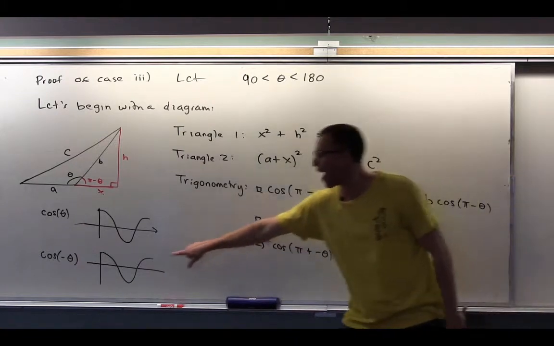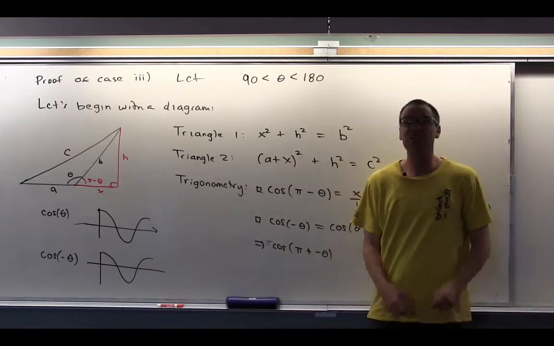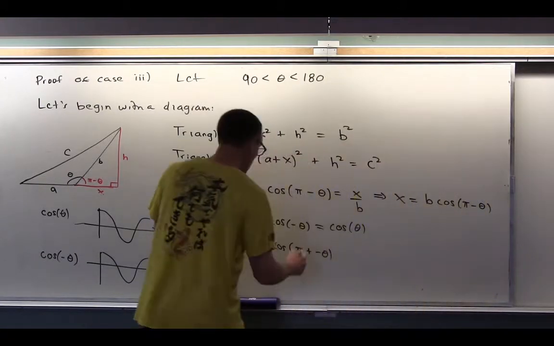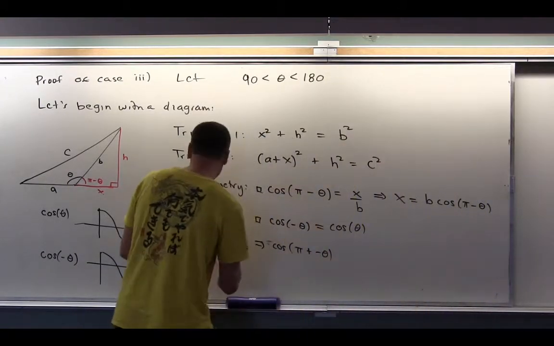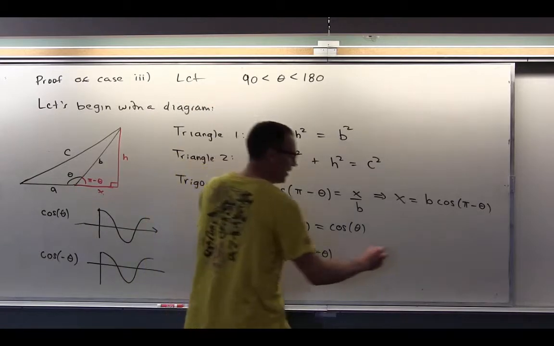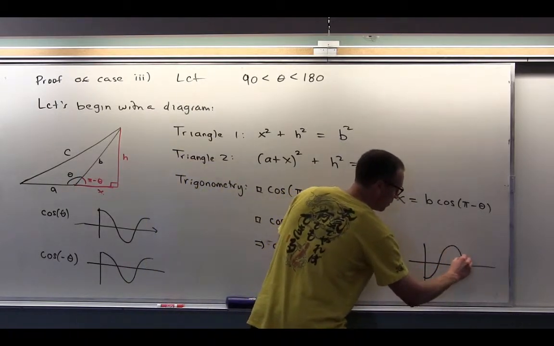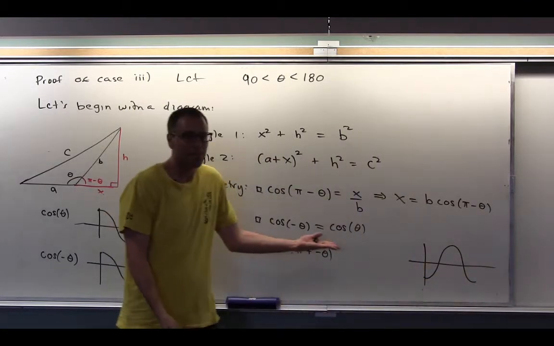So what do I do when I add pi to this input? What do I do to that graph? I shift it left by how many units? Pi. So that means if I looked at this graph graphically, bad joke, it would look something like this. It must be like that.